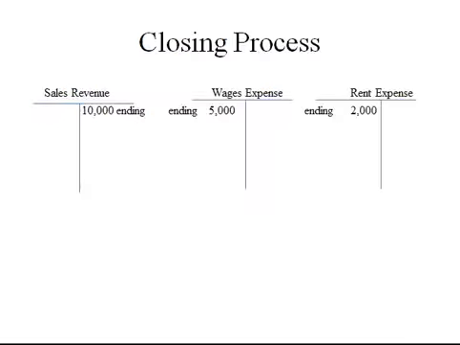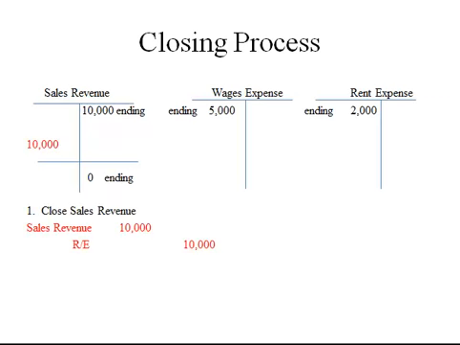Let's look at an example. Assume we have an ending balance of $10,000 in sales revenue, $5,000 of wages expense, and $2,000 of rent expense. We begin the closing process by taking the credit in the sales revenue account and recording a debit. This zeroes out the account. Notice that the offset to the debit to sales revenue is a credit to retained earnings.